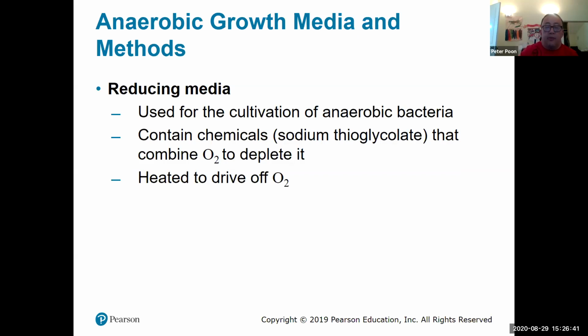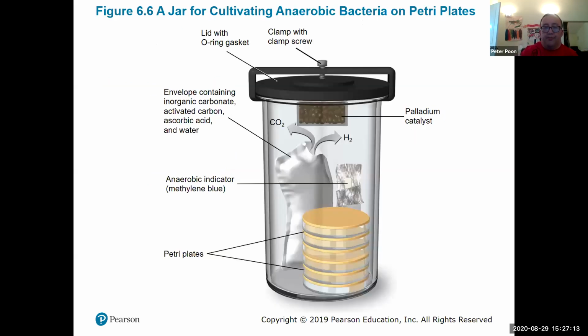Reducing media. One of the things that anaerobic bacteria can't handle is oxidative damage. The reducing media deals with oxidative damage and depletes the oxygen from the atmosphere. It reduces everything it touches, including oxygen, and therefore it depletes oxygen so anaerobic bacteria can grow on it.